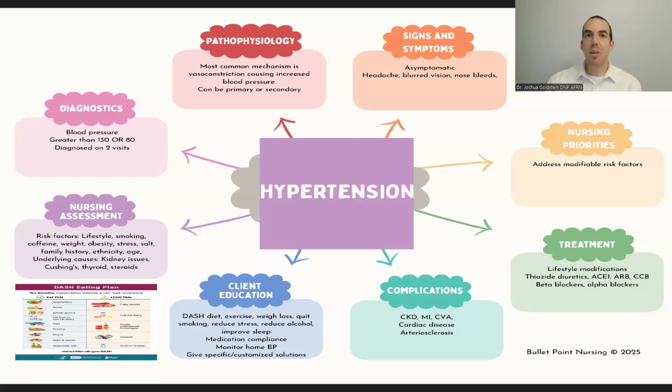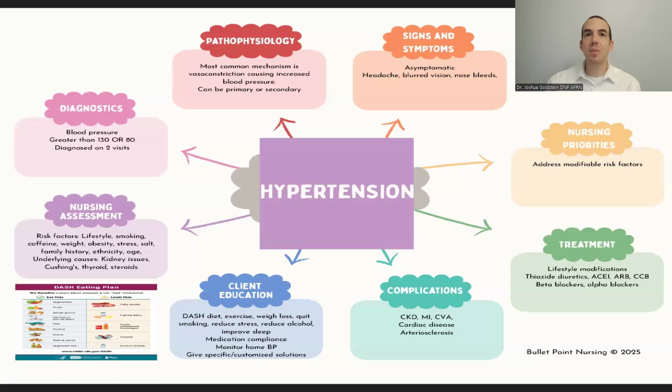The second type of hypertension, which is much less common, 5 to 10% of all patients, is secondary hypertension, where it is related to an underlying cause. That underlying cause can be hyperthyroidism, it could be Cushing's, it could be certain medications like steroids, it could be kidney problems, and we'll talk about that in just a few minutes.